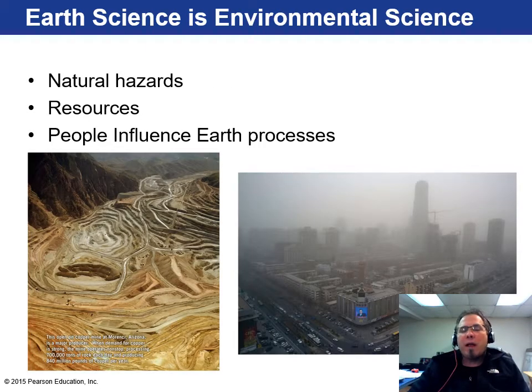Now, we also have to look at earth science as an environmental science as well, because there are natural hazards that occur that affect humans. Humans require resources to make and build things, like mines. You'll see the mine there on the left. And we unfortunately also have the negative effects of humans, which is things like air pollution, smog, climate change. Those all play a role, and that's part of what we would call environmental science. But because it takes place on Earth and it involves Earth's processes, we consider that Earth science as well.